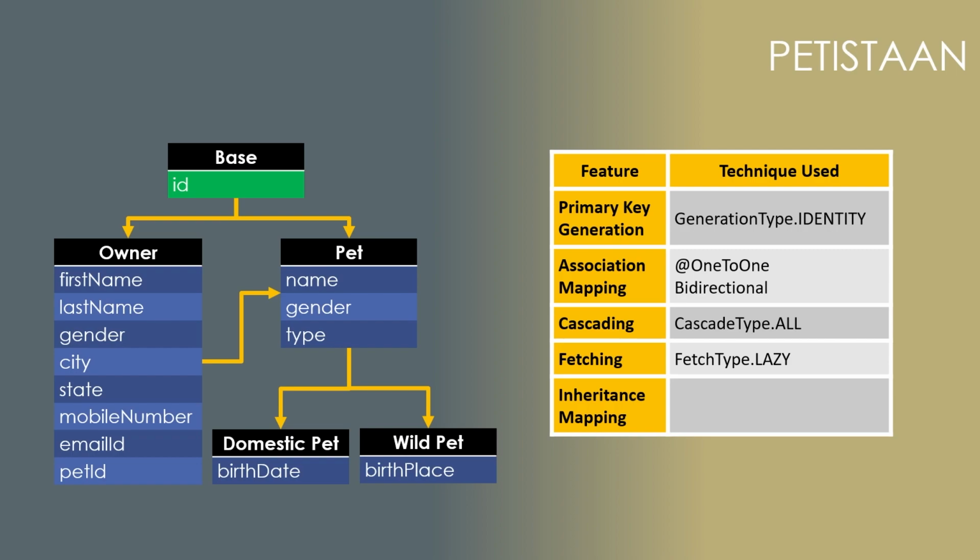The next one is inheritance mapping. For this we will be using InheritanceType.JOINED among our pet, domestic pet and wild pet, and we will also be using MappedSuperclass for this particular base entity. Basically it is not an entity, it is just a class for us. So these are some of the defaults we will be using from now onwards.